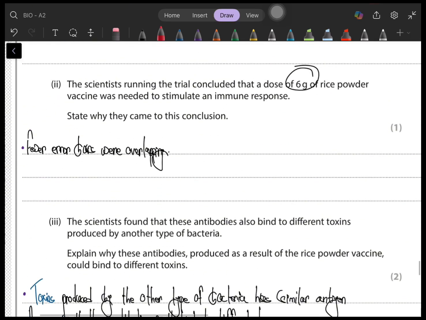Okay, so state why they came to this conclusion: because the fewer error bars were overlapping, right? Which means that the data were significant.